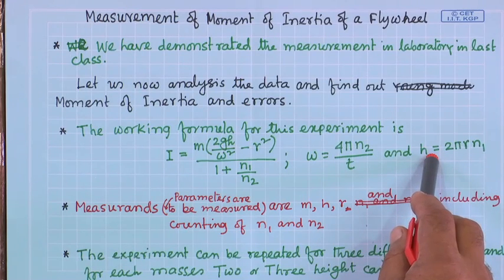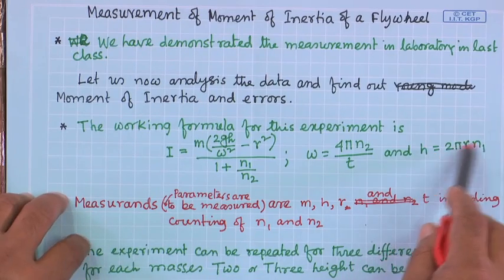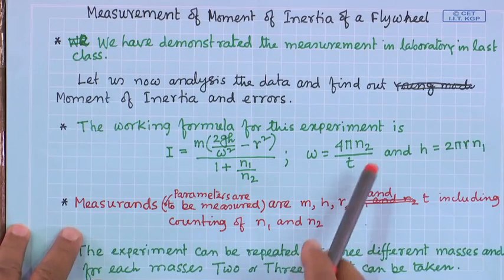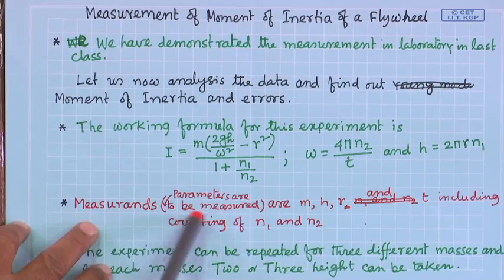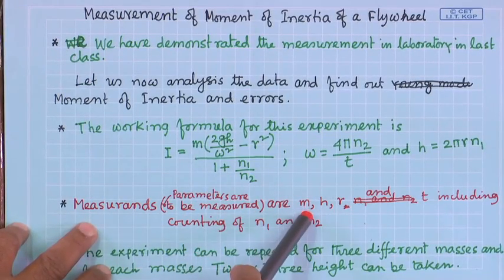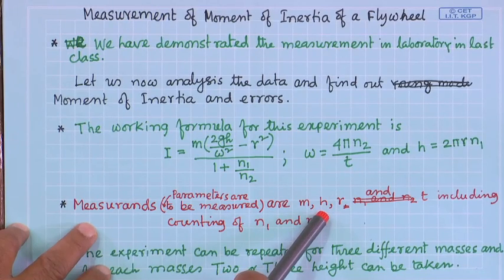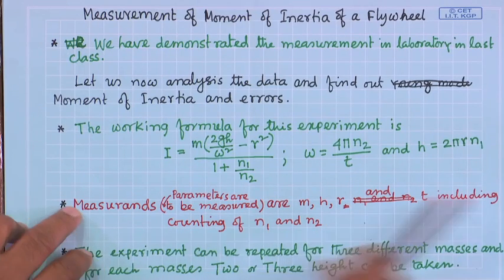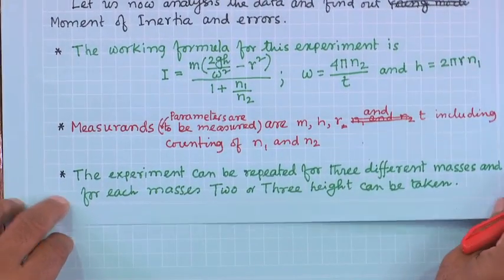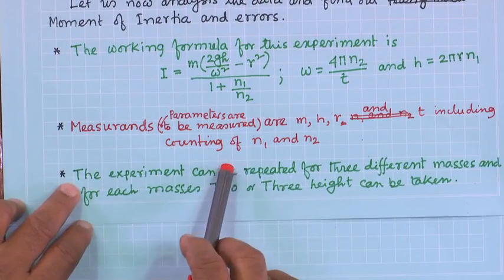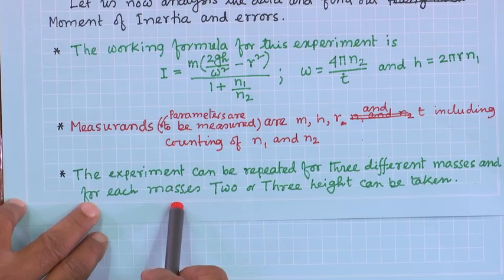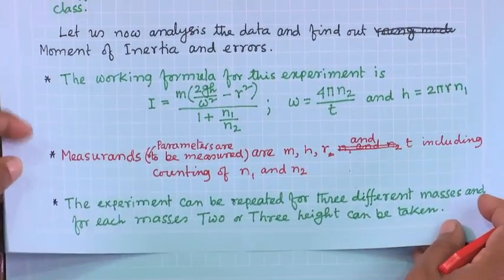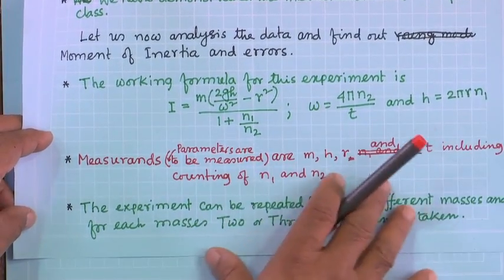So, height one can measure directly, or one can find it out using this relation, because we are measuring r as well as n 1. So, the parameters to be measured are mass, height h, radius r and time t, including counting of n 1 and n 2. The experiment can be repeated for 3 different masses, and for each mass 2 or 3 heights can be taken. During the demonstration I was mentioning most of these things.